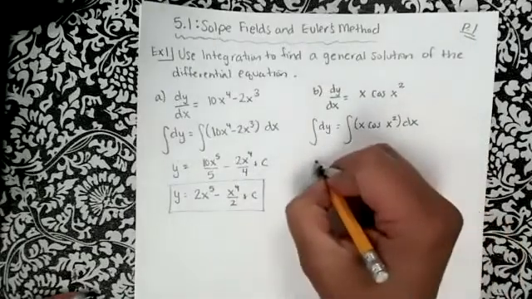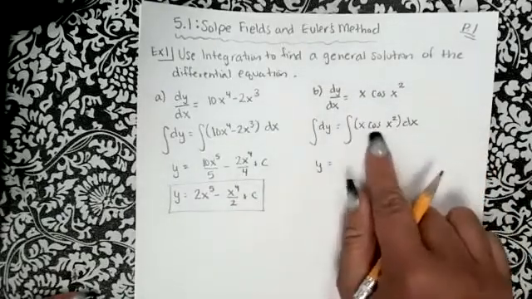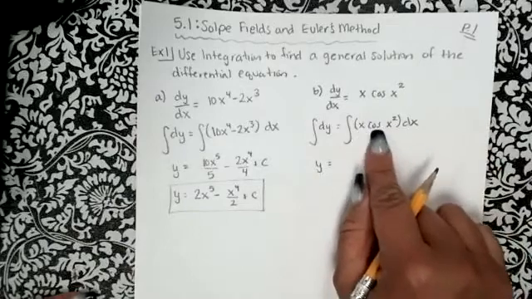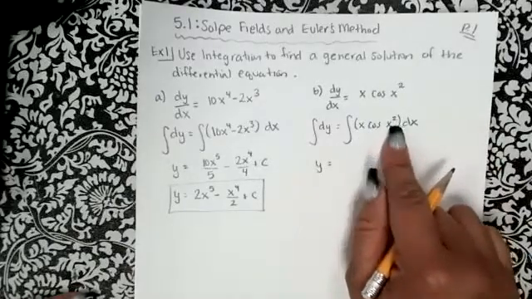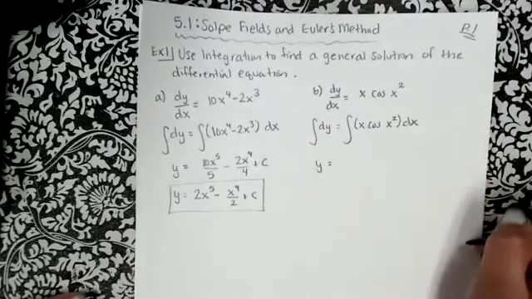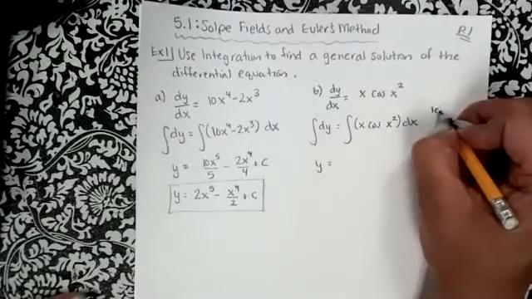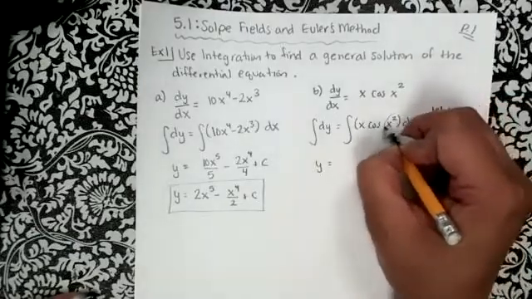The antiderivative of dy is just y. However, on this side, if you notice, it says x times cosine x squared. You have to use u substitution here. Now I'm going to let u equal the argument. The argument is the x squared.